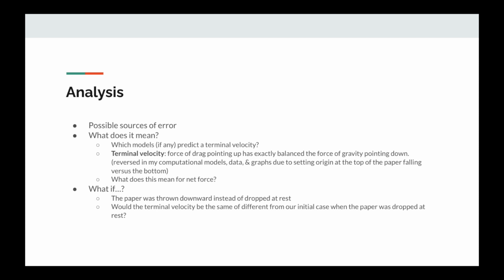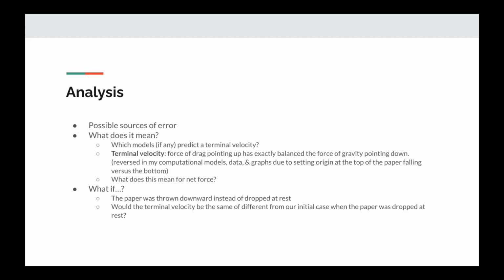We mentioned the concept of terminal velocity previously, which means the force of drag pointing up has exactly balanced the force of gravity pointing down. Which of these models, if any, predicts terminal velocity? The only model that predicted a terminal velocity was our computational model with drag force, since the other two models don't account for drag force, so it is unable to cancel out with the gravitational force.